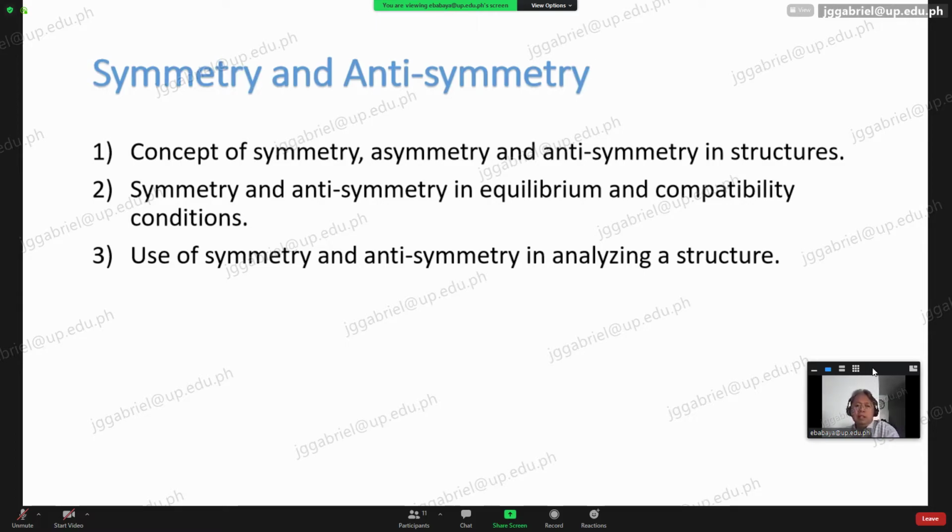So we'll talk about the two relatives. Yung isa anti niya. So that's why it's antisymmetry. Okay? Pero how are they related? So we'll study symmetry, asymmetry, and antisymmetry in structures.